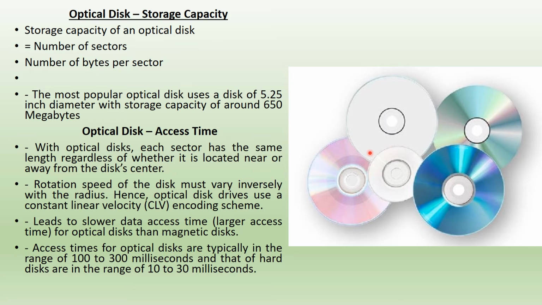Slow rotation leads to slower data access time for optical disc and magnetic disc. The access time of optical discs is typically in the range of 100 to 300 milliseconds, and that of hard disk ranges from 10 to 30 milliseconds. So there is a big difference between the hard disk and the optical disk. There are different types, so let's continue with the next slide.